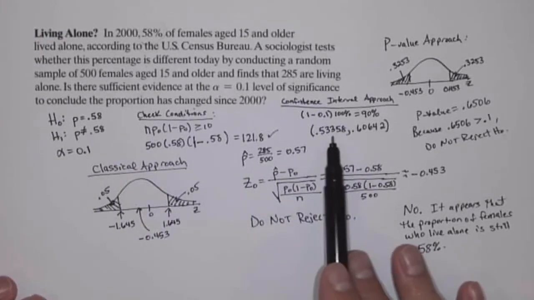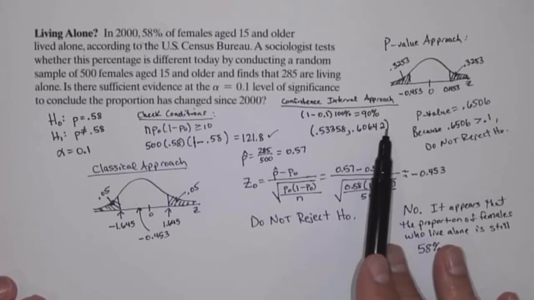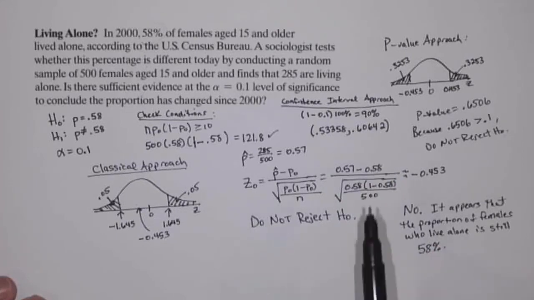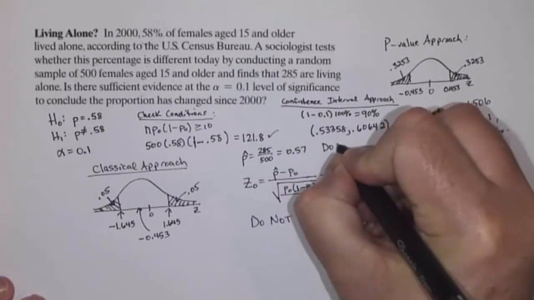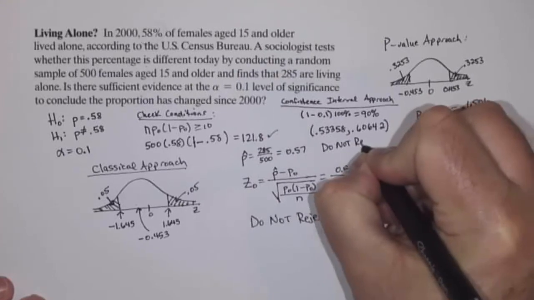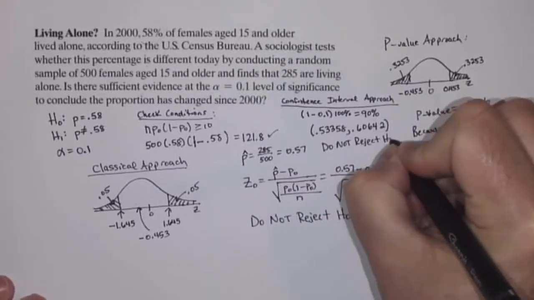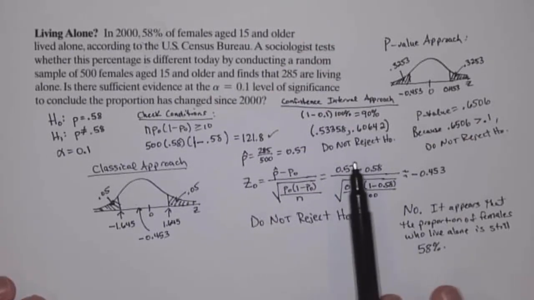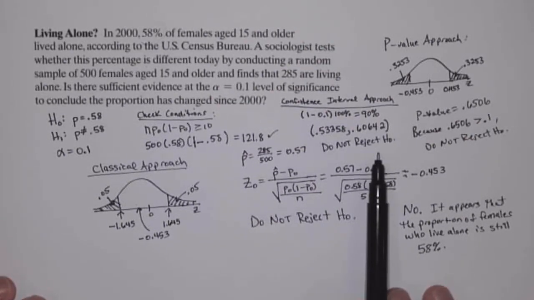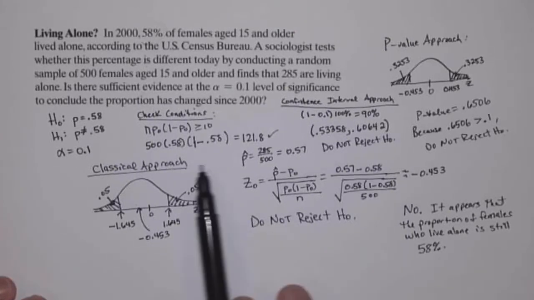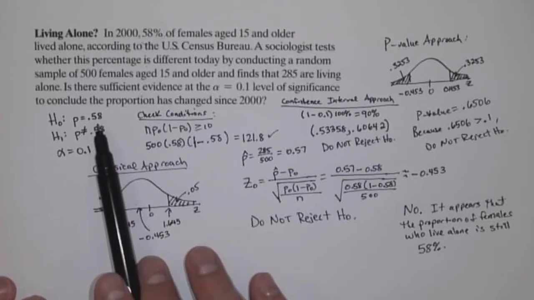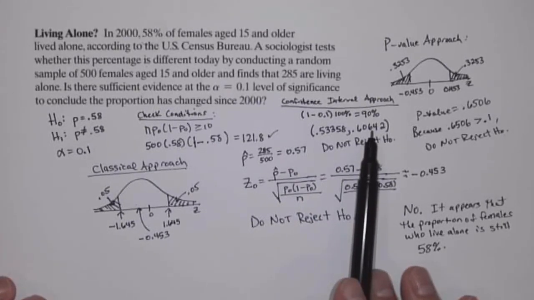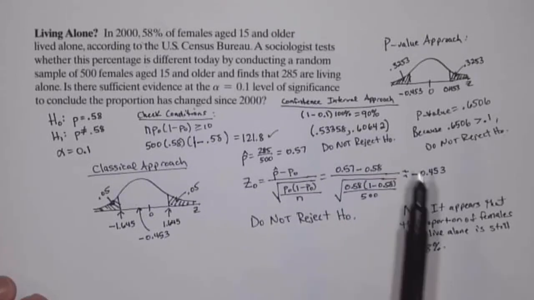Well, 0.58 is inside this confidence interval. 0.58 is between 0.53358 and 0.60642. So we're again going to conclude, do not reject the null hypothesis. Just like we did with the classical approach and the p-value approach, we got the same conclusion with the confidence interval approach. But if this had been, say, 52% in the past, then 52% is not inside that confidence interval, and we would reject the null hypothesis.